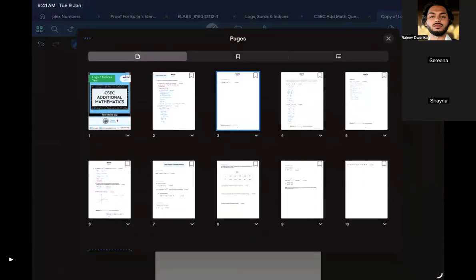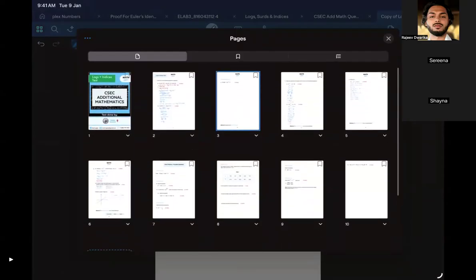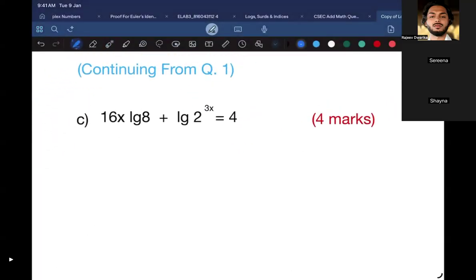Because it was 1, 2, 3, 4, it's 5 pages, right? Serena, did you do the graph question for homework? Yes, I did. Okay, I'll check out all of that.